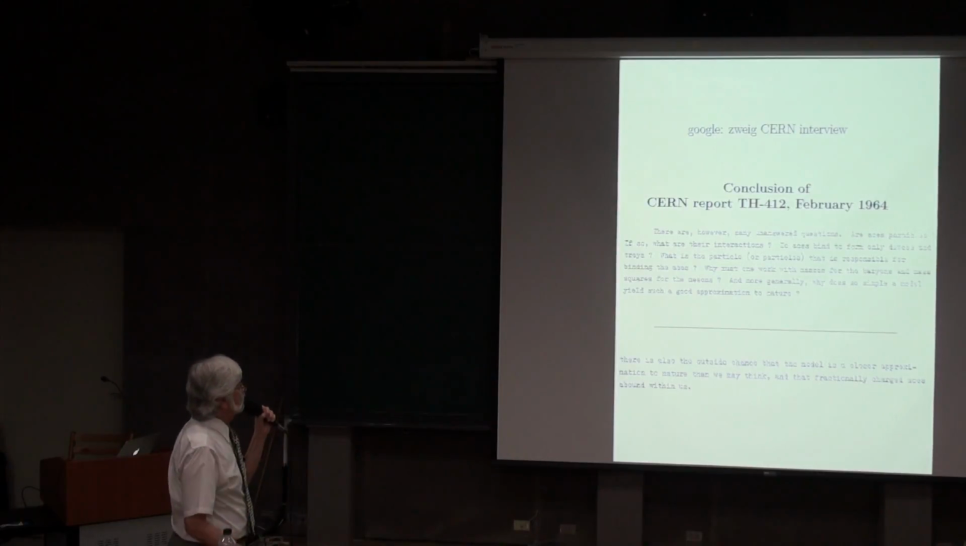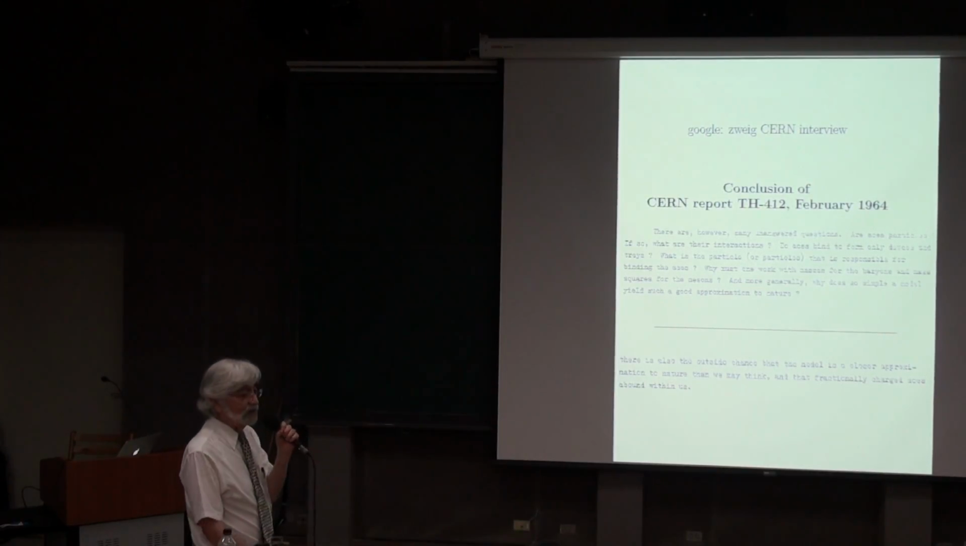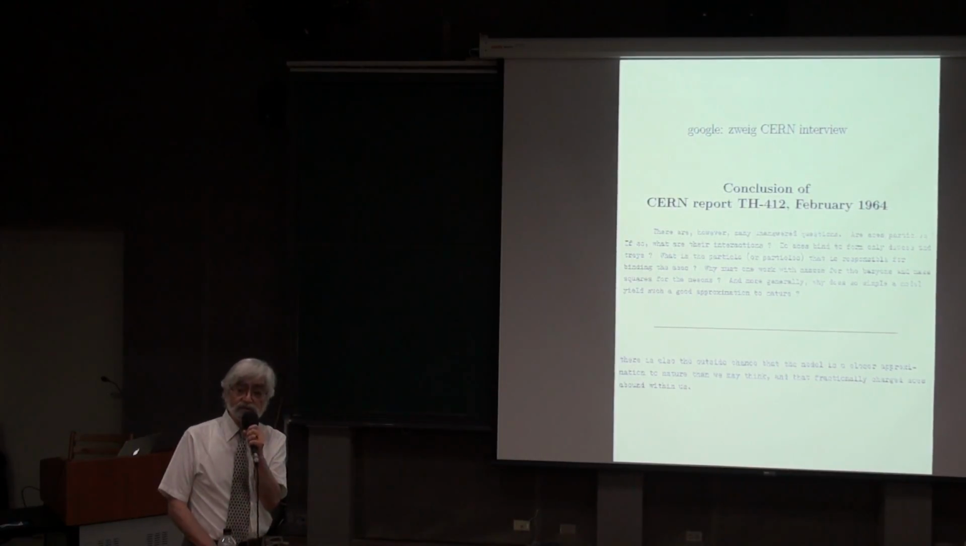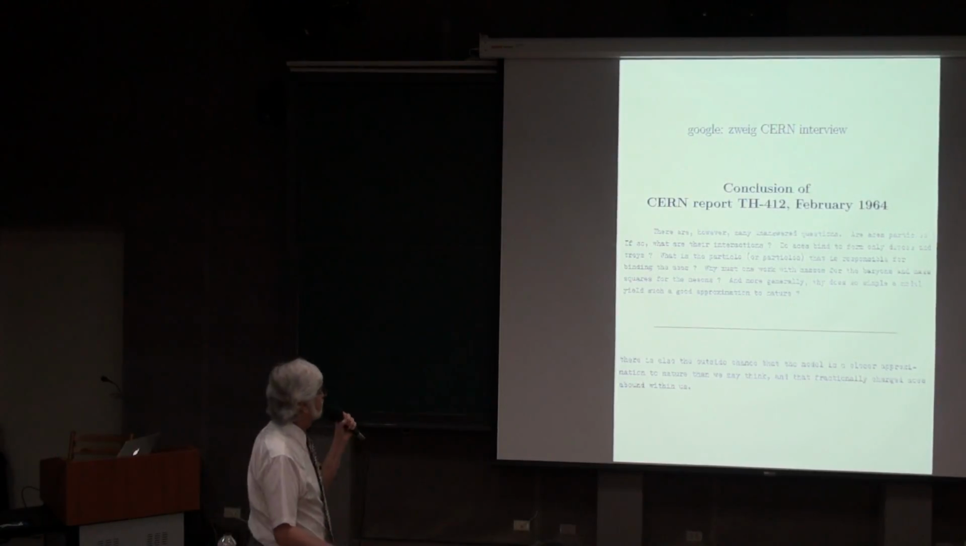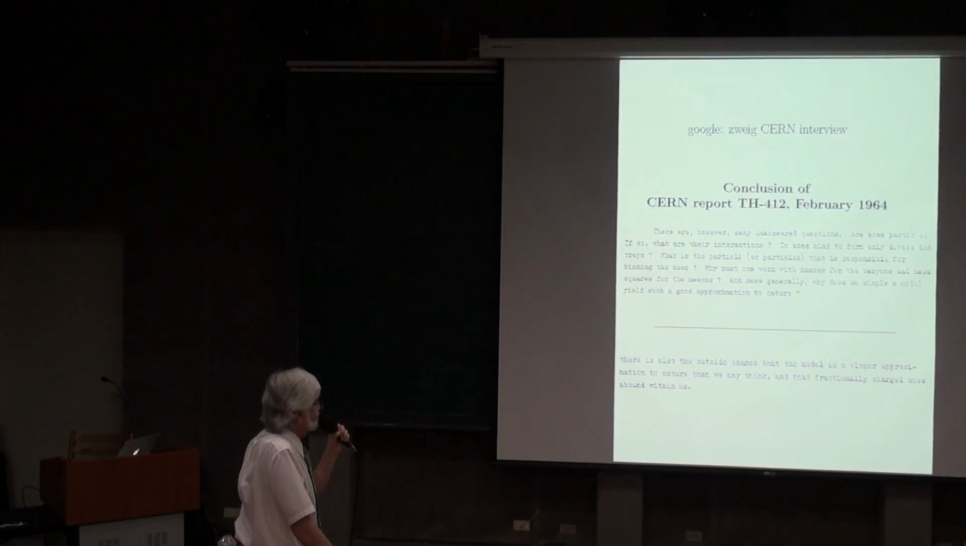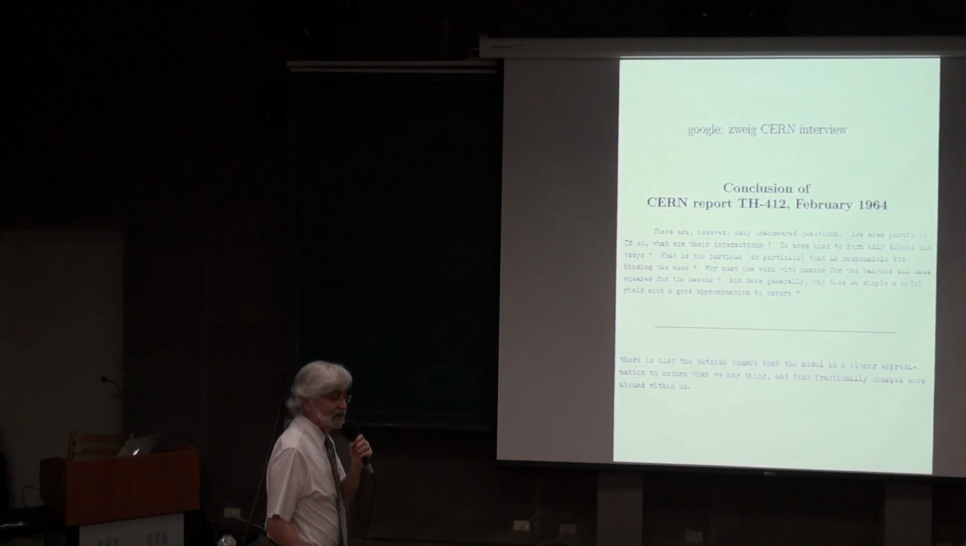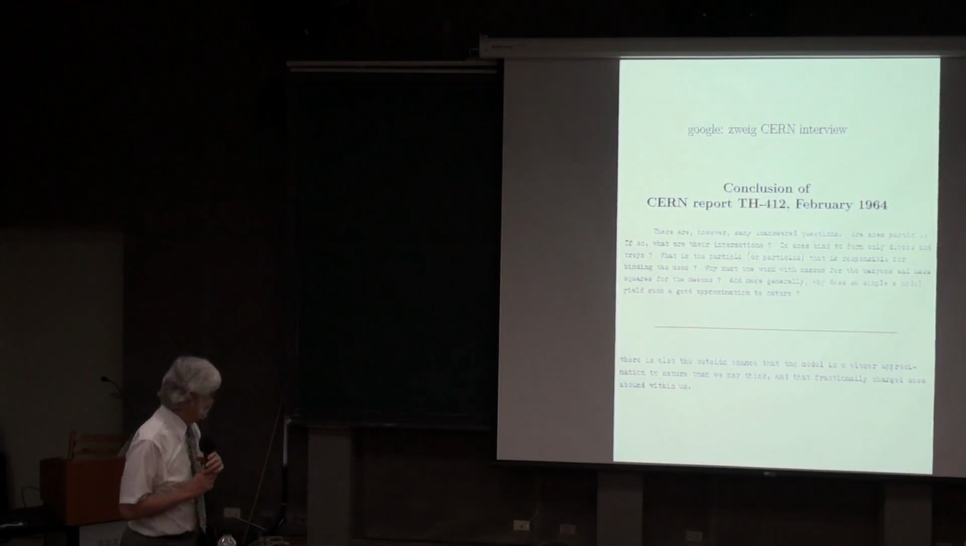And then, after listing a number of ways in which one could view the results, the paper concludes with, there is also the outside chance that the model is a closer approximation to nature than we may think, and that fractionally charged aces abound within us. Indeed they do. Thank you.